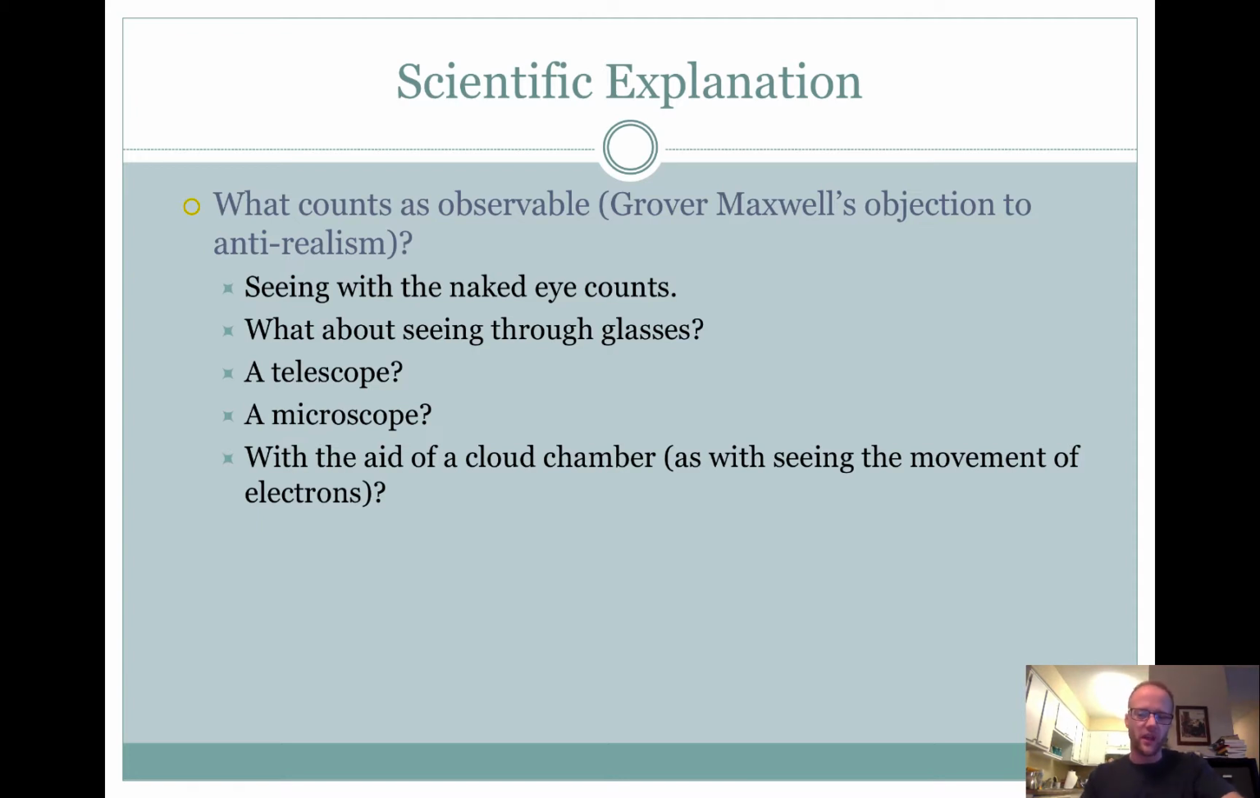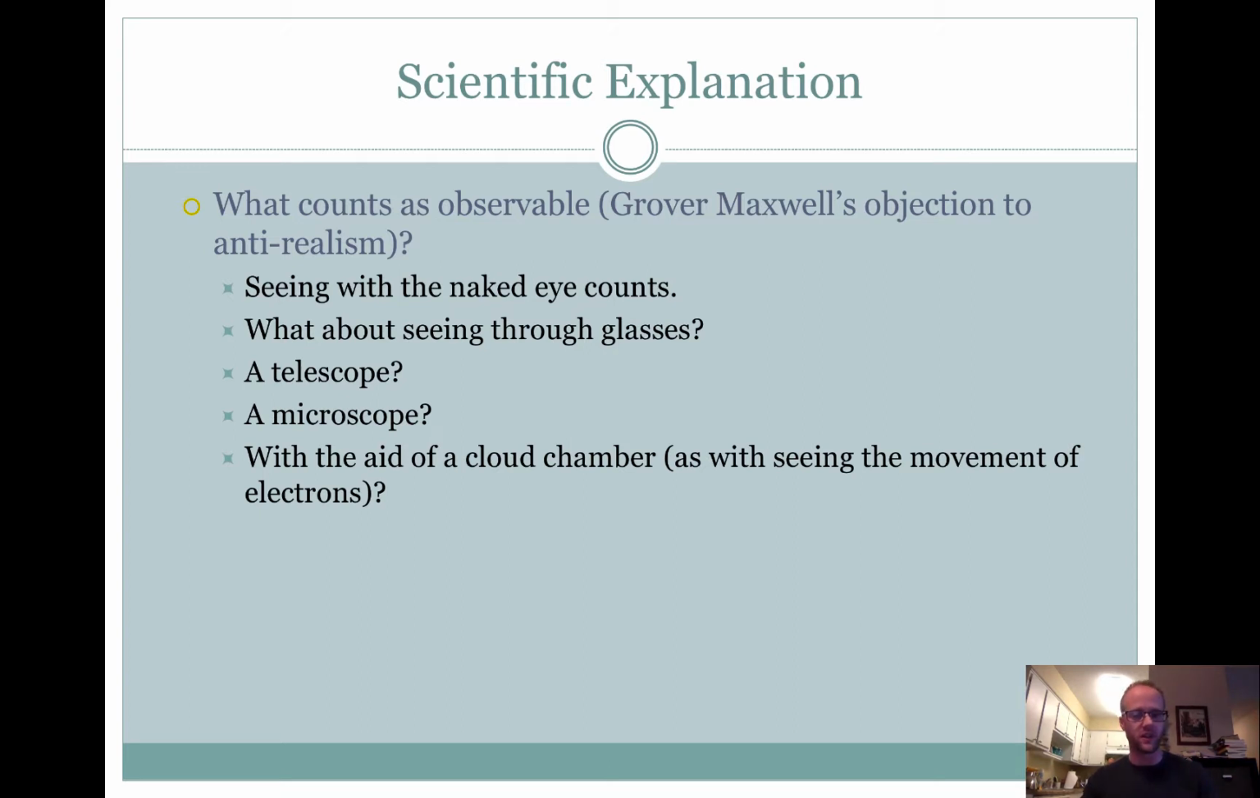That seems pretty plainly, obviously so. What about if I have to put on glasses? Is that still observable? I mean, in theory, I wouldn't have seen it without my glasses, or at least not seen it well. What about seeing something through a telescope? There's lots of stuff I wouldn't be able to see without the aid of a telescope. So are those things observable or unobservable?